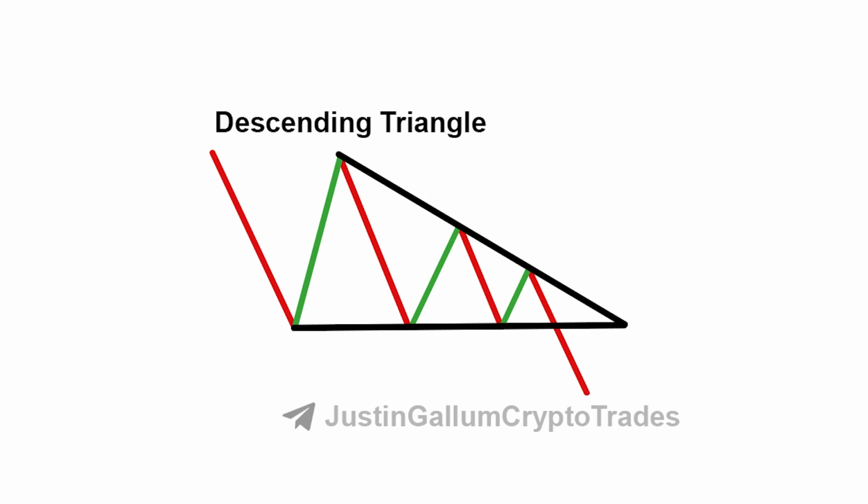A descending triangle only comes in one form, a bearish form. So what happened to the bullish variation?